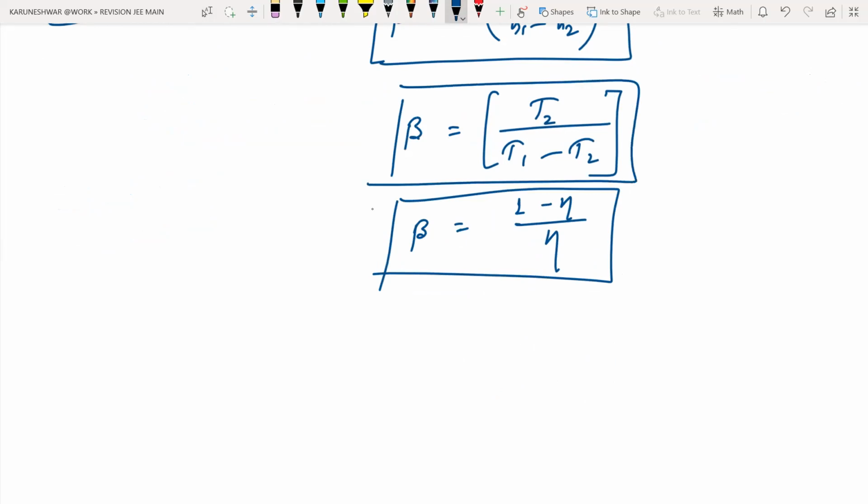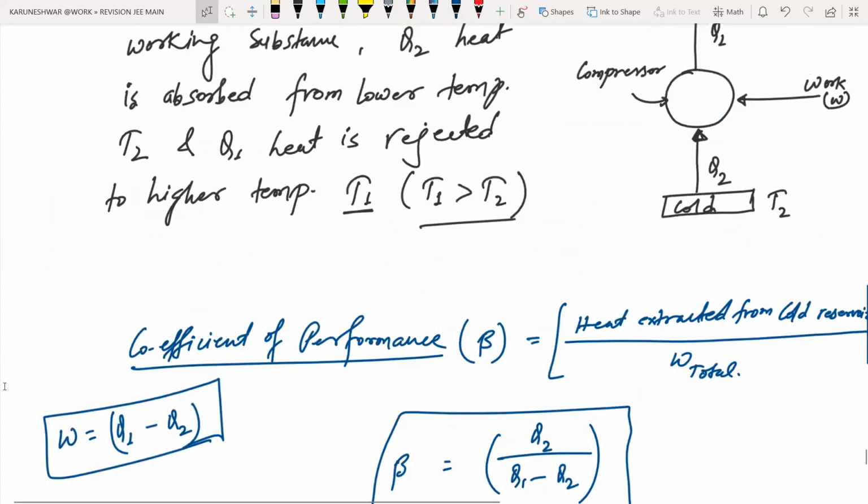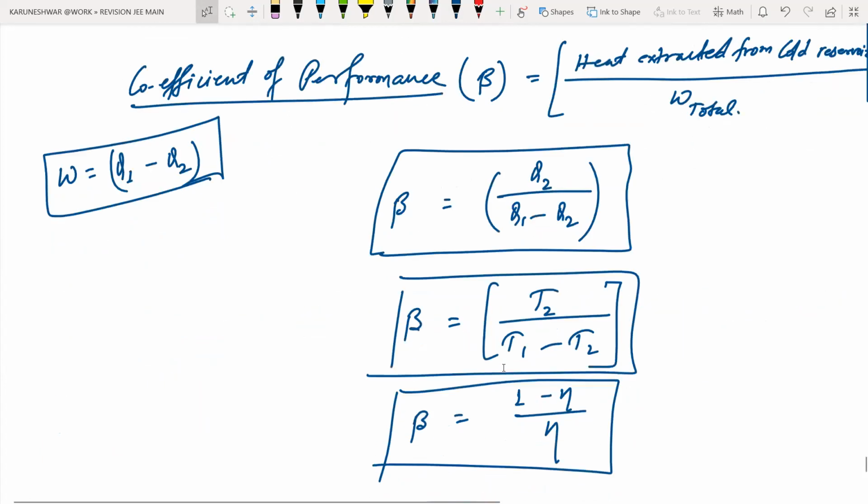So for coefficient of performance here, you have three forms to remember: one in terms of heat, one in terms of temperature, one in terms of efficiency. And for Q1, Q2, you know that Q2 is the heat extracted from the cold temperature, and Q1 is the heat rejected at the higher temperature T1.